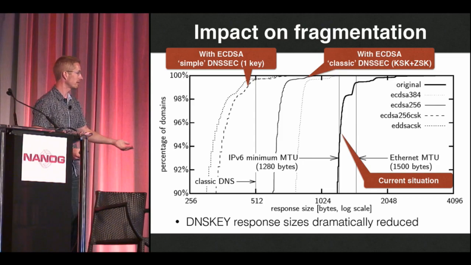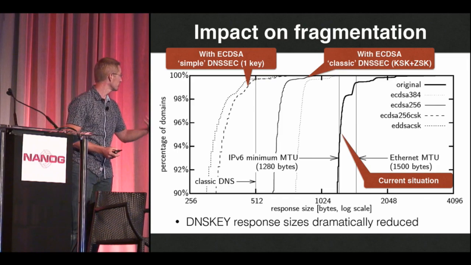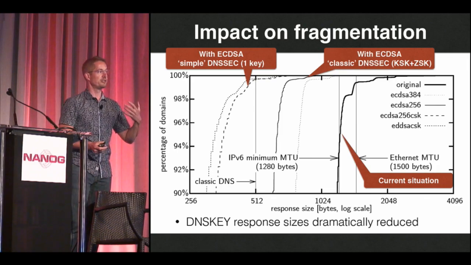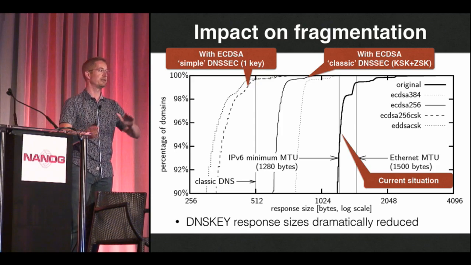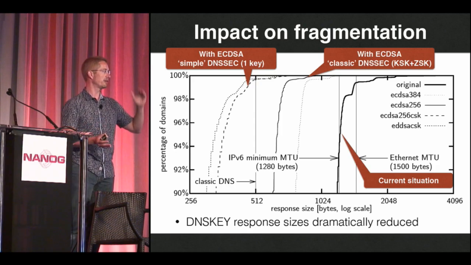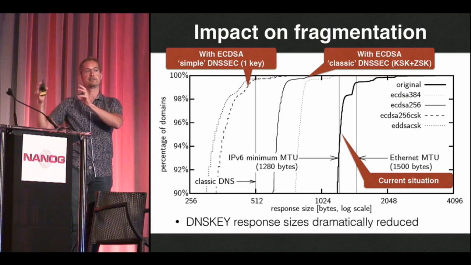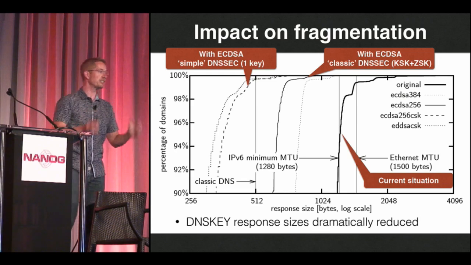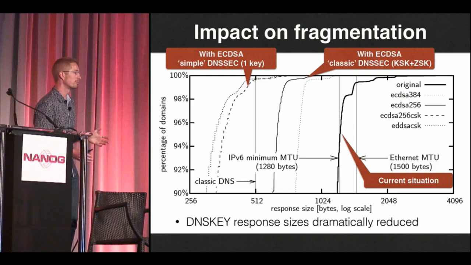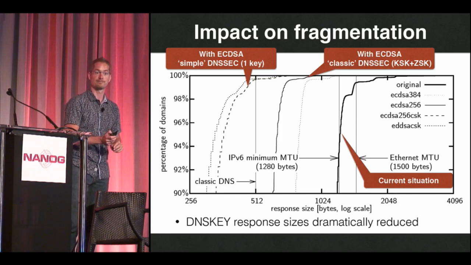And you can do even better, because the keys in ECC are a lot stronger. You could choose to sign your zone with a single key rather than using the current scheme, which has a dual setup where you have a key signing key that only signs your key set, and a zone signing key that signs the names in your zone. You could move to a single key, in which case you could fit your DNS key response in a classic 512-byte DNS packet.